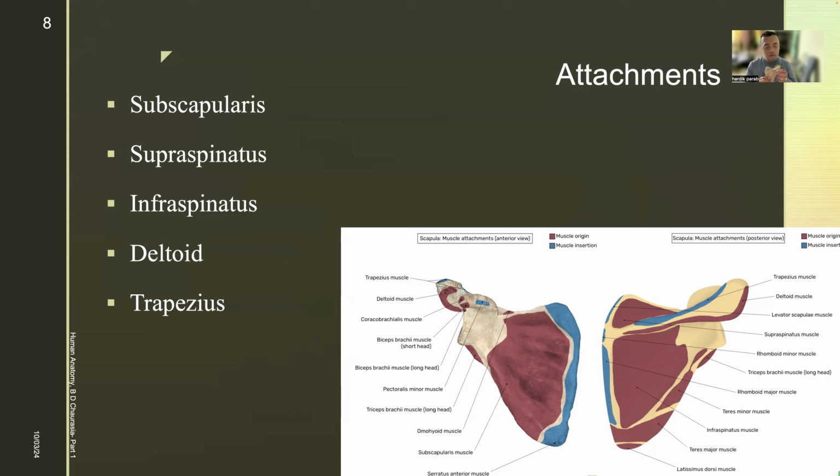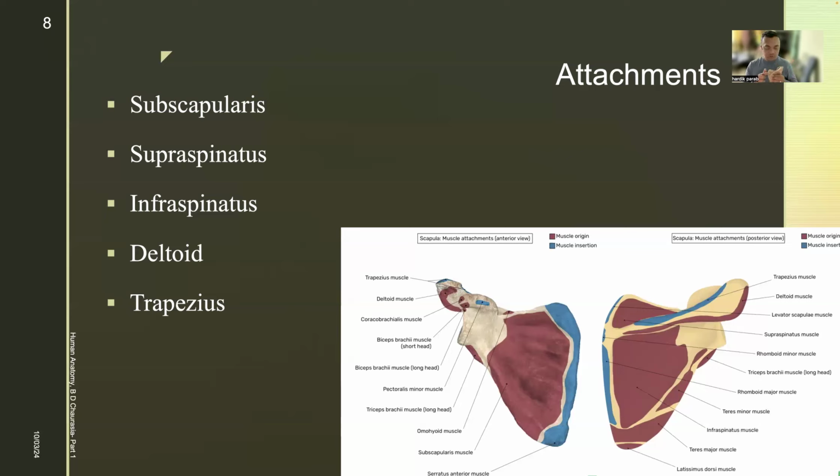Then you have the deltoid, which originates from the lower border of the crest of the spine and the lateral border of the acromion. So from here, the origin of the posterior fibers is the lower border of the crest of the spine, and the middle fibers originate from the lateral border of the acromion process.